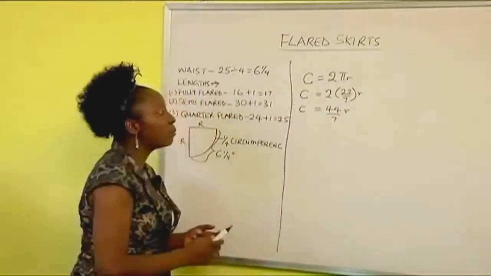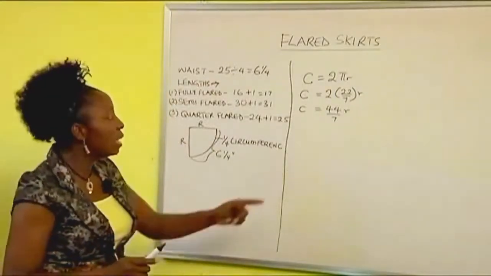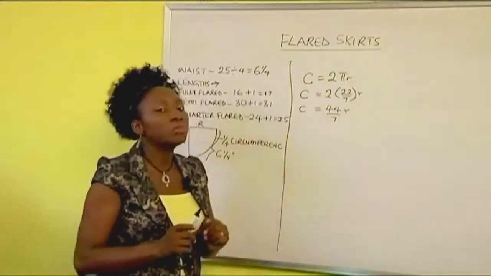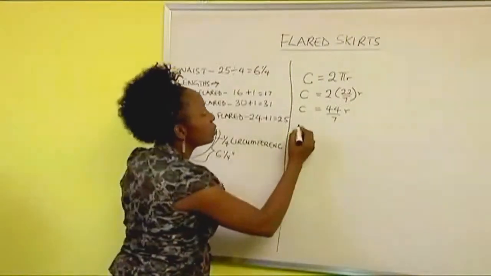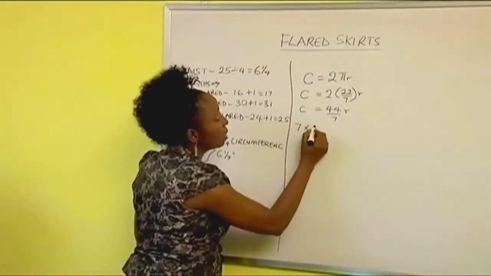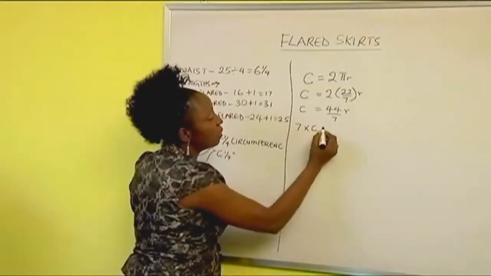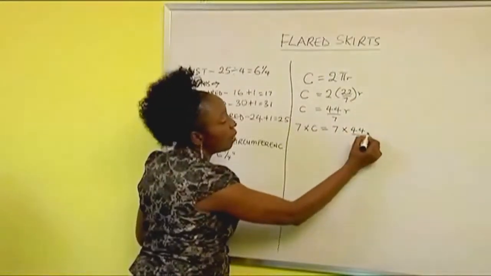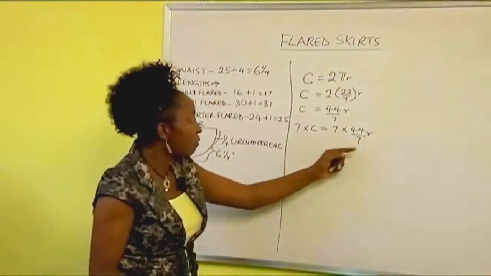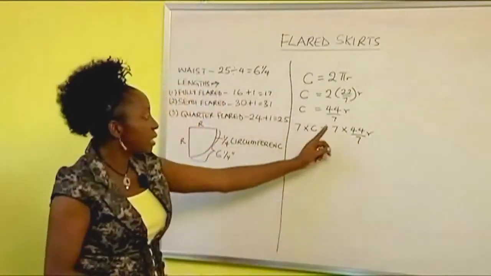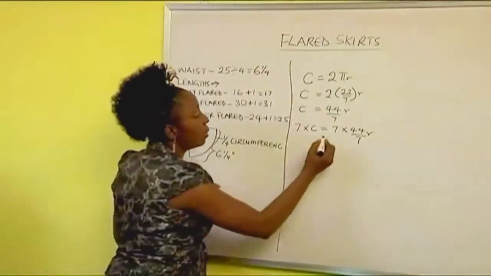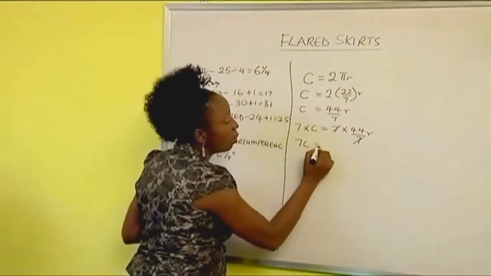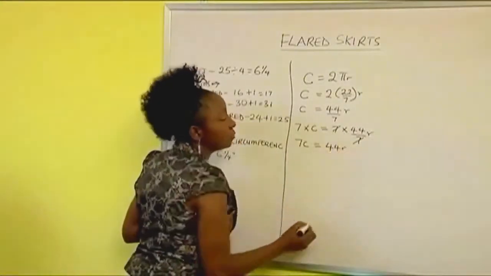Now, after I've done this, I'm going to multiply both sides by 7, because I'm trying to see how I'm going to make r the subject of the formula. So I multiply C by 7, and that will give me 7 times 44/7 r. In mathematics, once you have this, 7 will cross 7 out. So when you cross that out, what you're left with is 7C equals 44r.